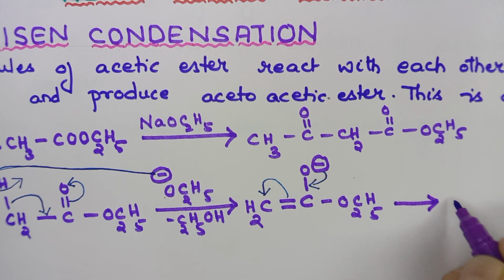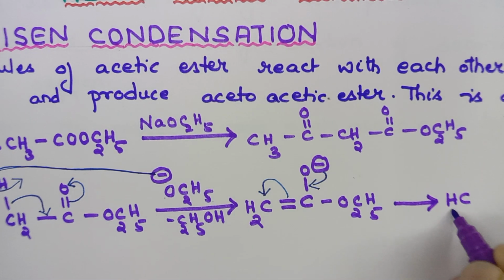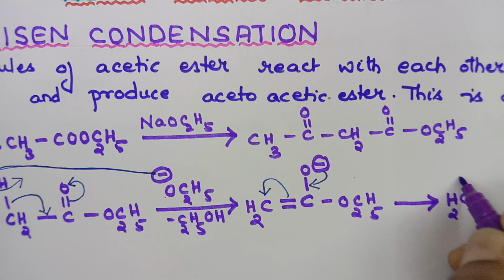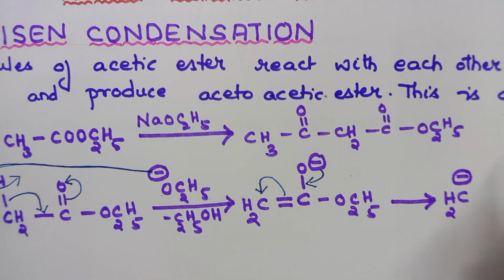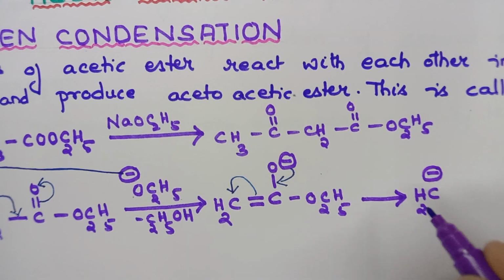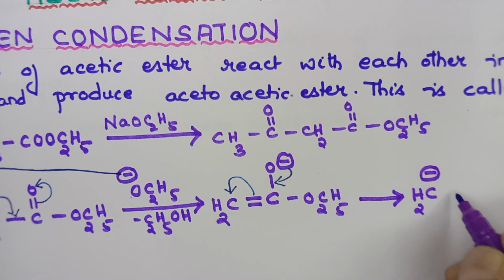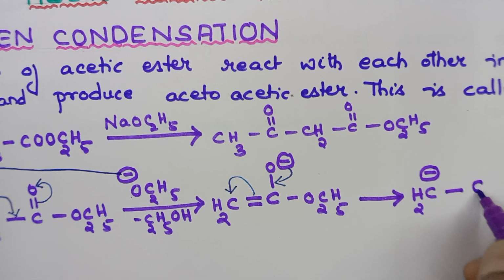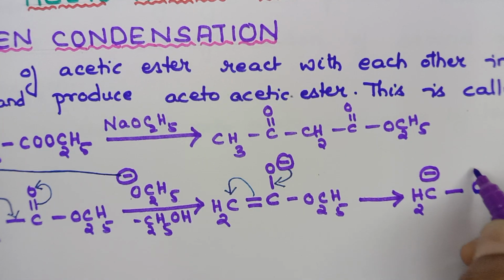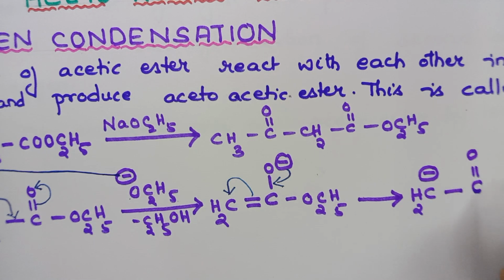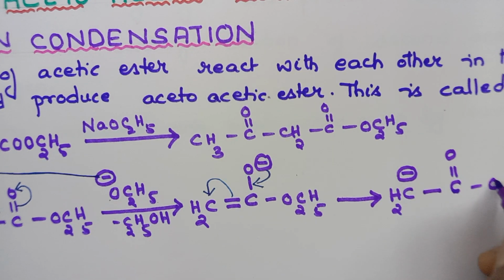What's being formed, students? CH2. Here comes minus. So here double bond or single bond? Single bond. C double bond O. Next OC2H5.